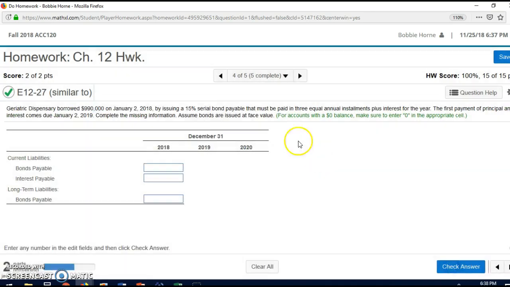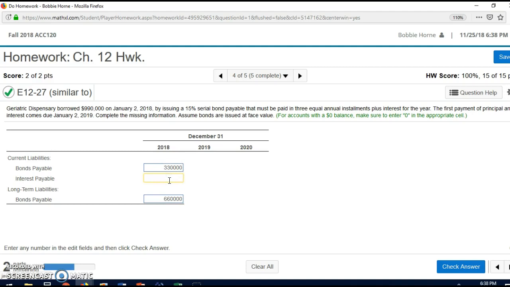Now for this question, this is a serial bond, and we borrowed $990,000, and we're going to pay in 3 equal installments. So 990 divided by 3 is 330. So we're going to have 330 that we're going to pay within this year coming up. So the rest of it is going to be in long term, and the one that we're going to pay in January in less than a year is going to be in current.